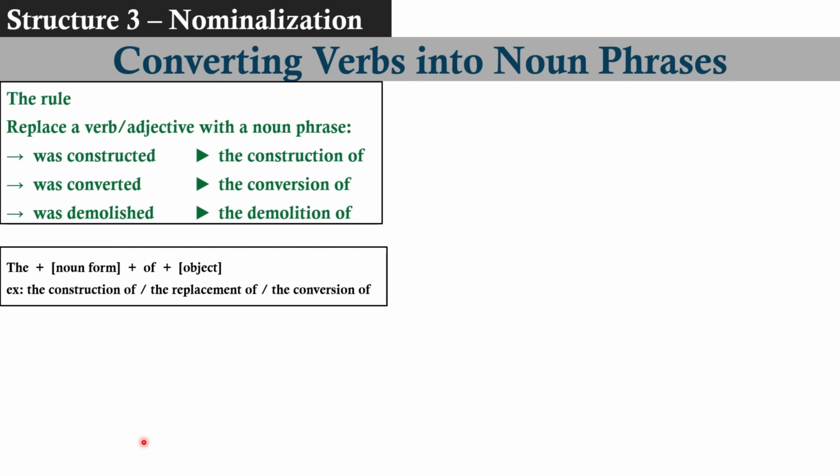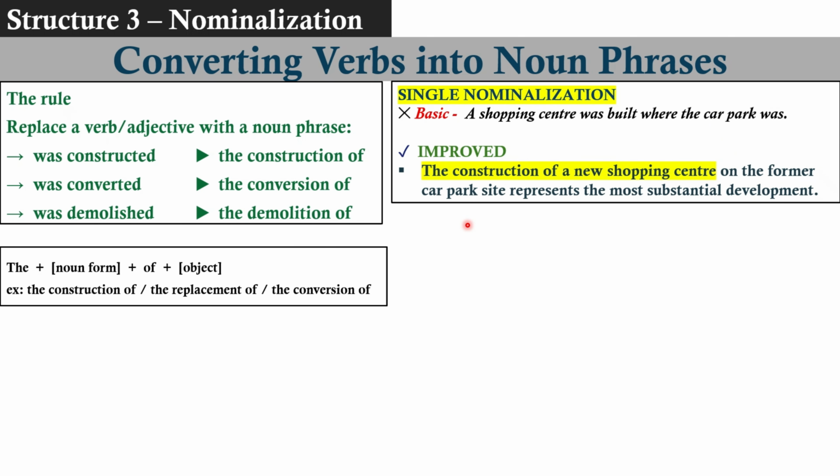Let's see how it works in practice. Compare the two examples on the screen. The basic version says, a shopping center was built where the car park was. The improved version uses nominalization. The construction of a new shopping center on the former car park site represents the most substantial development.